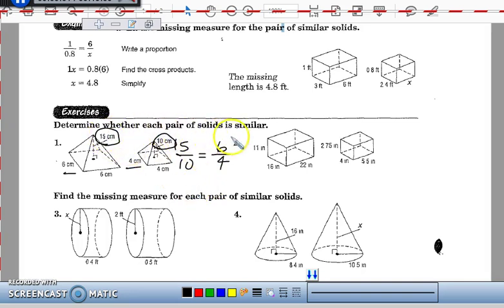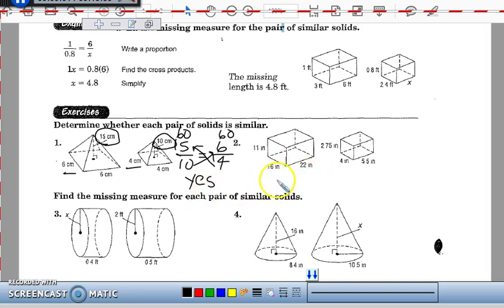So what we're doing here is determining whether or not it is similar. We're going to do those cross products where you do 10 times 6 and you get 60, and then you crisscross this way and cross multiply. 15 times 4 is 60. So if they're similar solids, they will be a proportion. They will make a proportion. They'll be proportional. So then yes, that's a similar solid.